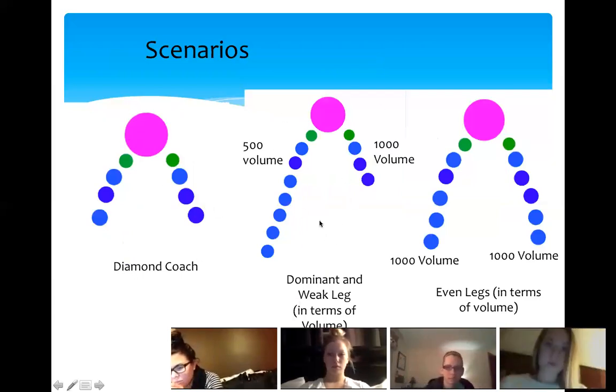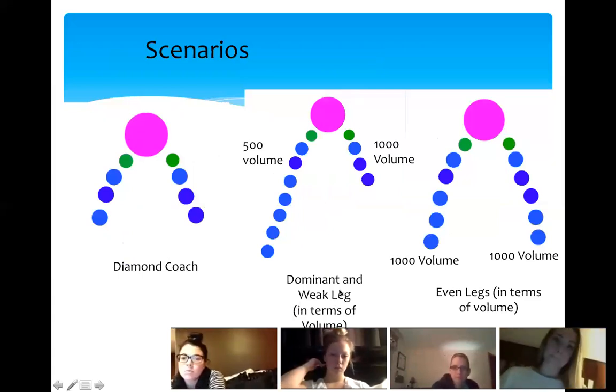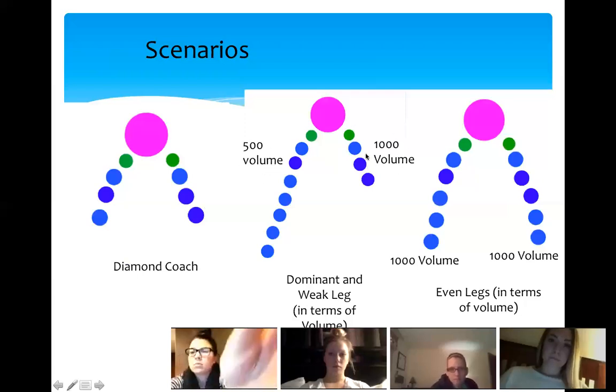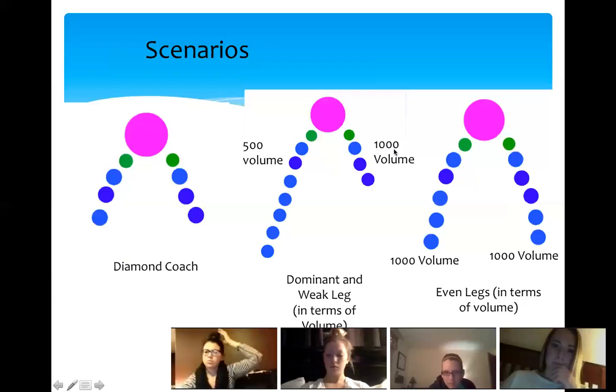Okay, second scenario is this guy here. So you have a dominant and a weak leg. The dominant leg here is not this one with all the coaches. There's only 500 volume on that side. This is your higher volume leg, okay? Just because you have a lot of coaches doesn't mean that's going to be your highest volume. If these are all discount coaches, they're not going to grow you much volume anyways, okay? If these are business builders, they're growing you more volume. So this means you have a dominant leg and a weak leg. That might be some of your scenario, or some of you might have this last scenario.